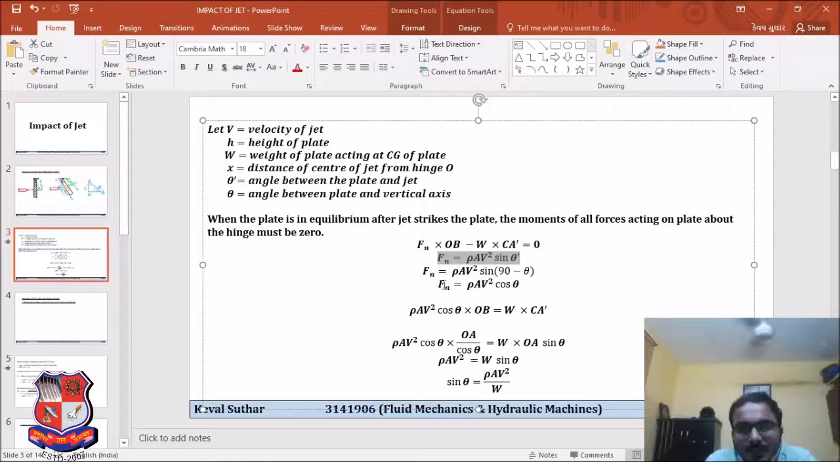So we have obtained the value of Fn now, which we can put here in this equation. So in this equation we will be putting Fn as rho a v square cos theta, and the remaining things are okay from this equation. And now instead of OB I have written OA divided by cos theta. Now from where it is coming?